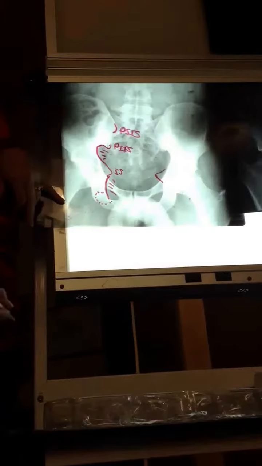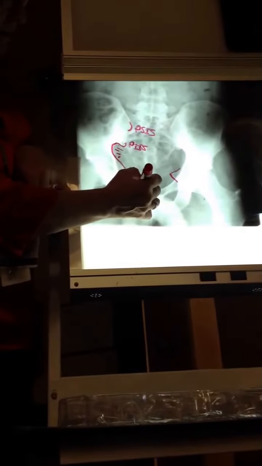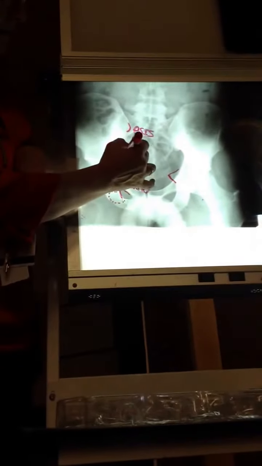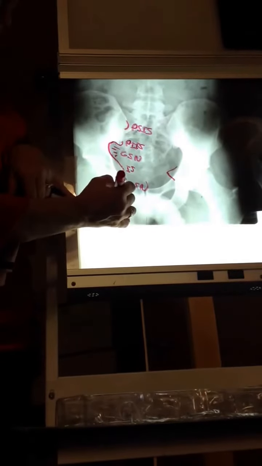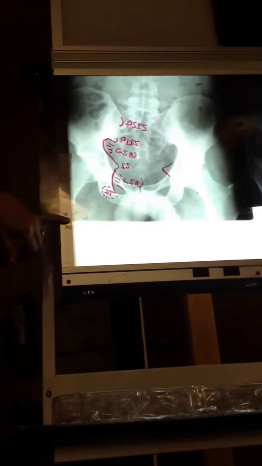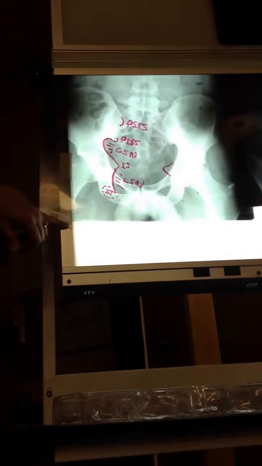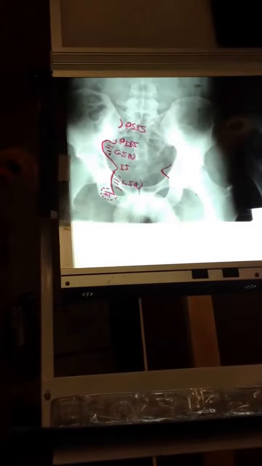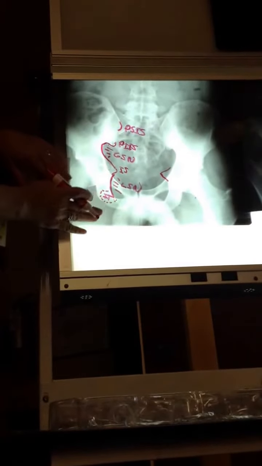Yeah, I'll draw it on. Lesser sciatic notch. And this is the greater sciatic notch. Okay, and this is the ischial tuberosity. Okay? Got it? Yeah. You okay? Yep. All right.